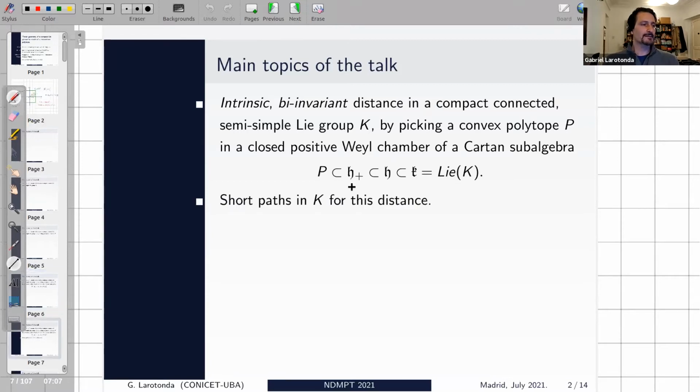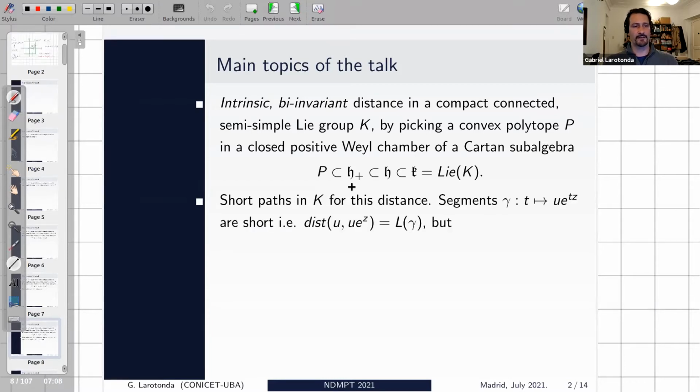So I haven't yet discussed how you really go from the polytope to the distance, but once you do that, which is a very mechanical and systematic method, the first question you want to ask is, which are the short paths for this distance? I mean, short in the sense that their length is equal to the distance among the endpoints.